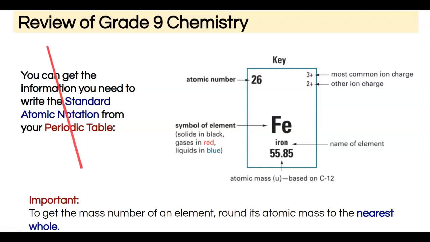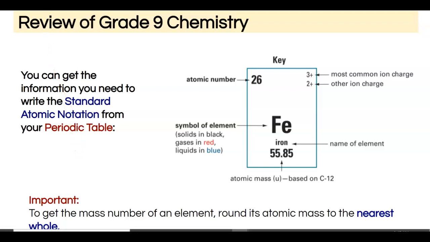So iron would be Fe, writing out its symbol. Now remember, its mass number I'm going to get by rounding off that atomic mass to 56, and it goes on top. The bigger number is always going to be the one that goes on top, and if that helps you remember, great. Then on the bottom, I need to put the atomic number, which represents my number of protons, 26. And there, I'm done. That is the standard atomic notation for iron.